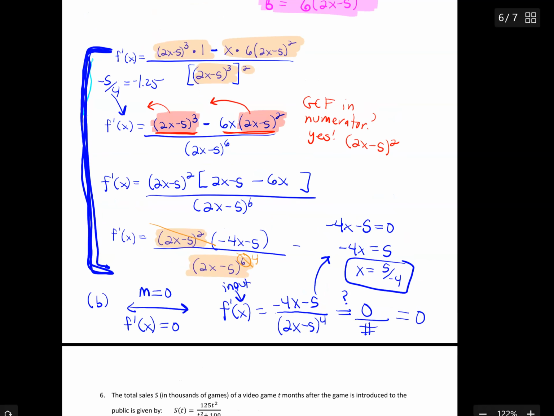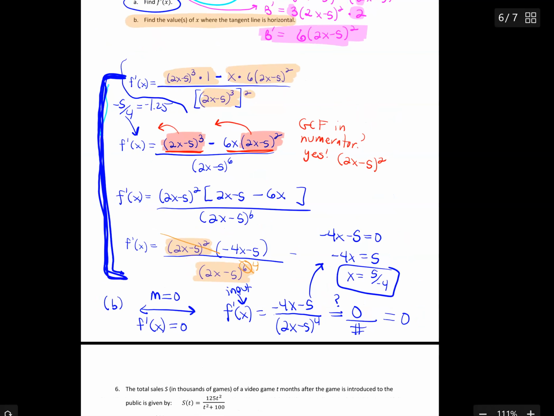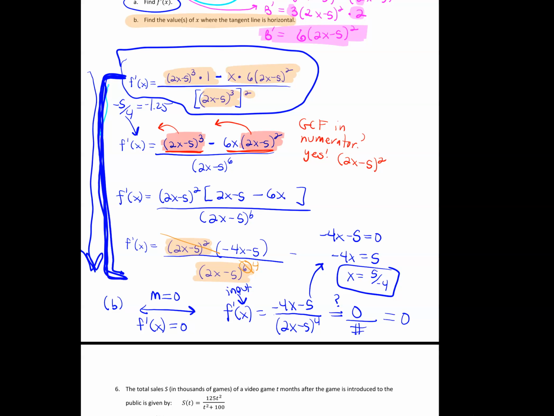So yeah, we're done. We found the raw derivative. We used algebra to simplify that down as much as possible. So then we could do part B where we found where the tangent line was horizontal, and we know the x value that's going to create that output of 0 in the derivative.